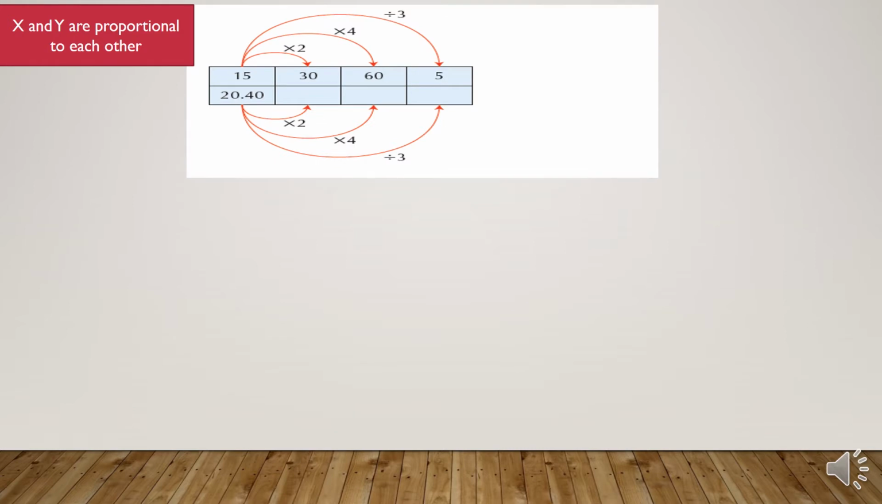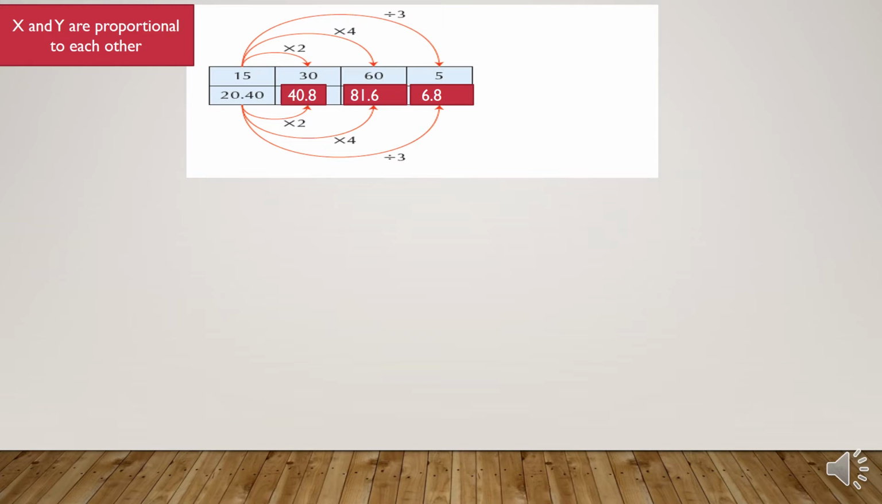For example, in this table, x and y are proportional to each other. So if you look, 15 to become 30, you multiply it by 2. So to find the value of y, you have to multiply by 2 to become 40.8. 15 to become 60, you multiply it by 4. So you have to multiply by 4 down. 15, it became 5. So you divide it by 3. So you have to divide 20.4 by 3 to get 6.8.